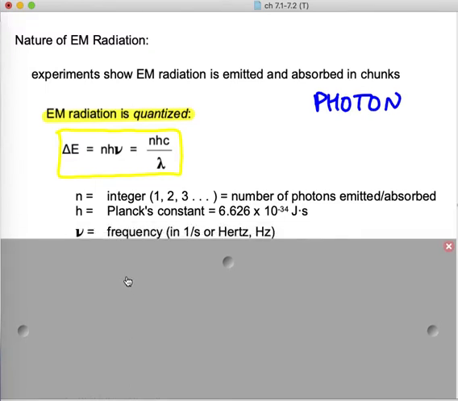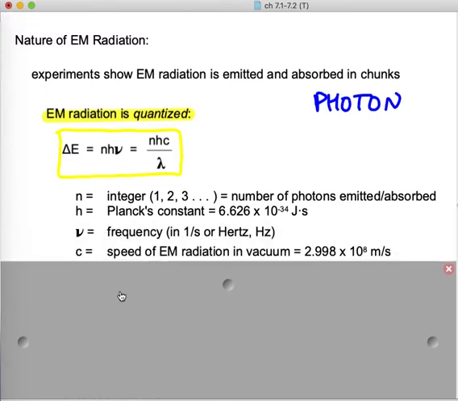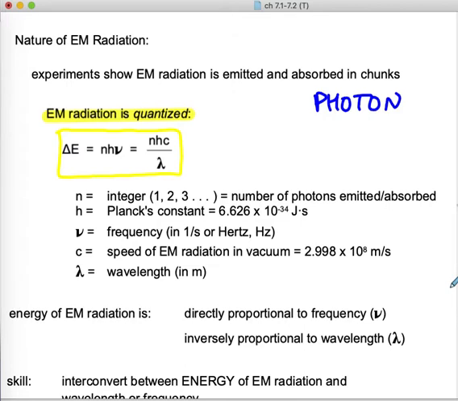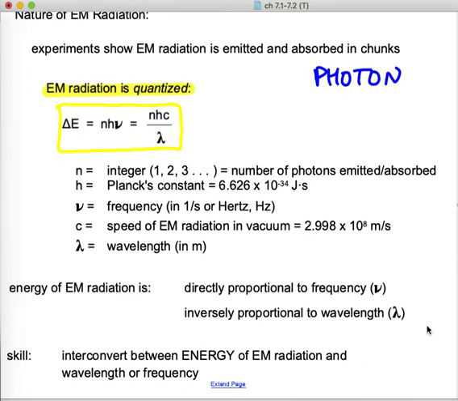Nu is the frequency in reciprocal seconds or hertz. c is the speed of electromagnetic radiation. And lambda is the wavelength in meters. And as we see, the energy of the electromagnetic radiation is directly proportional to frequency, whereas the energy is inversely proportional to the wavelength. So as the frequency goes up, the energy contained in a quantum of electromagnetic radiation increases, but as the wavelength increases, the energy decreases. So obviously the first skill is to interconvert between energy and frequency. So let's do a problem in which we do that.